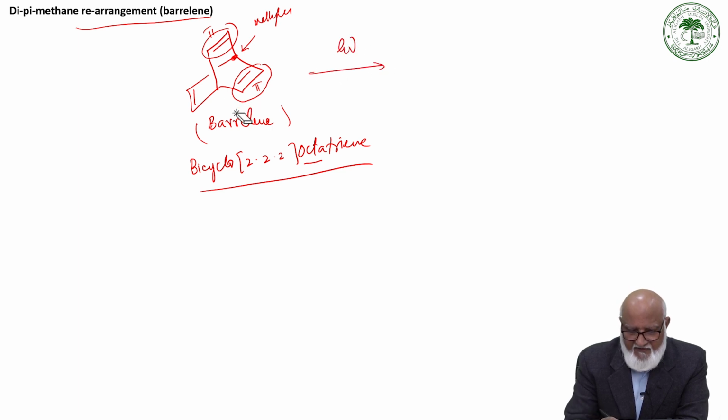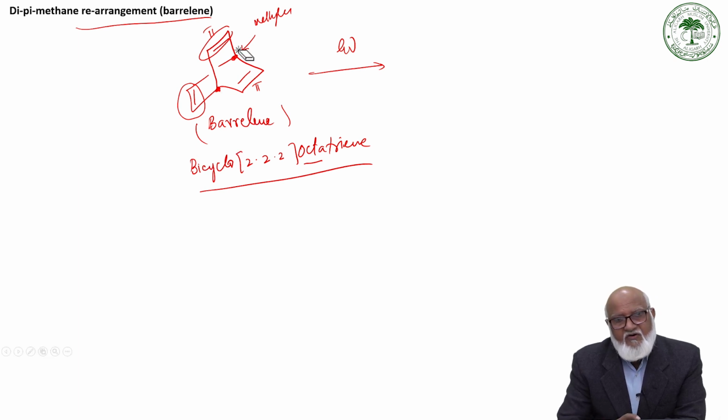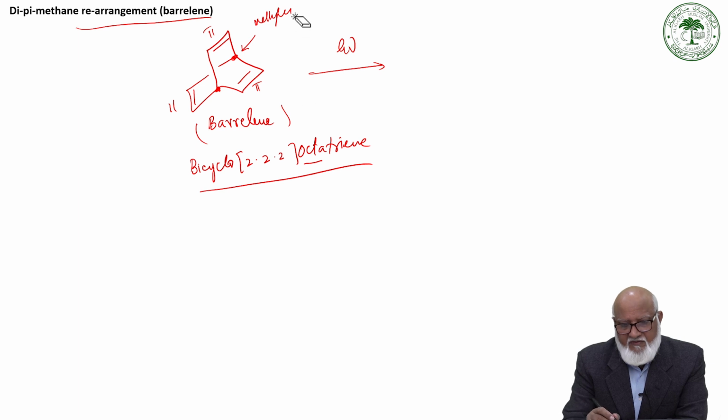If we take, instead of this, these two double bonds, one double bond and another double bond separated by this again, and then separated by methylene. So if we take any of these two double bonds, both are two pi bonds separated by a methylene group. So it is nicely set for di-pi-methane rearrangement.